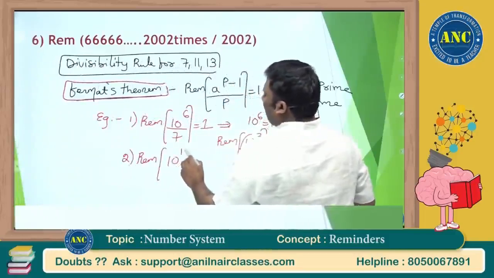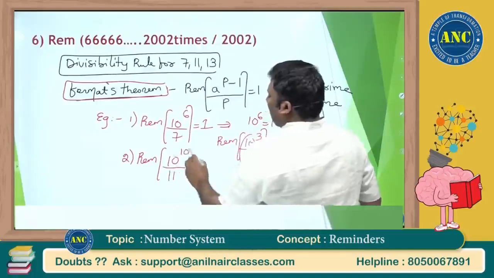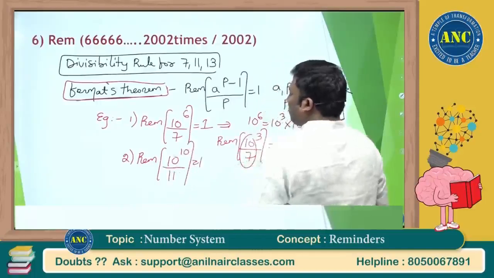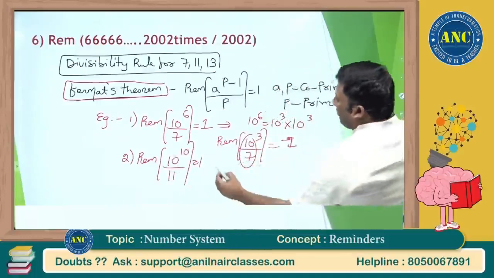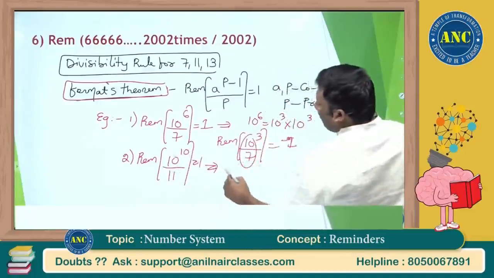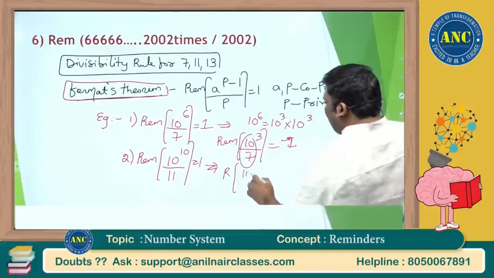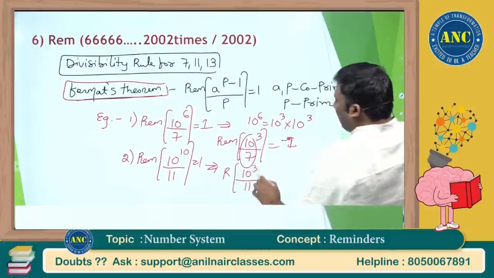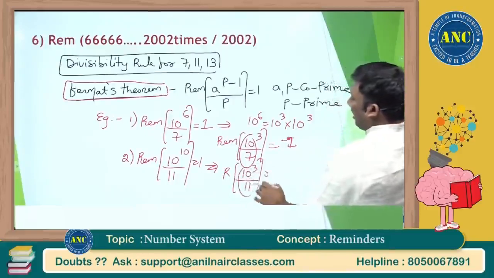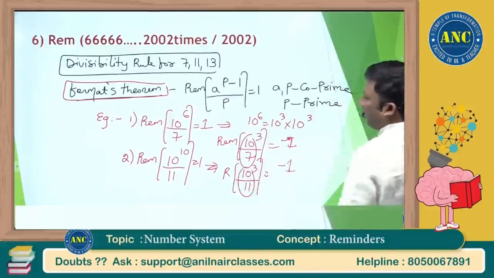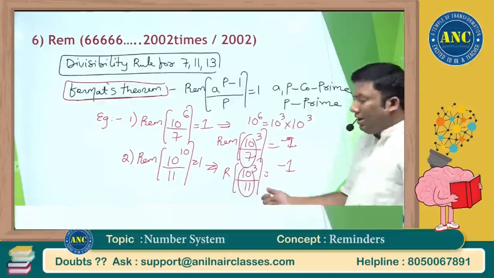Suppose I take 10 power 10 divided by 11, it is 1. 10 power 10 is x power 5. For example, if I take 10 cube divided by 11, 11 ones are 11, and the remainder is minus 1, since minus 1 cube is minus 1. I hope it is clear, right?